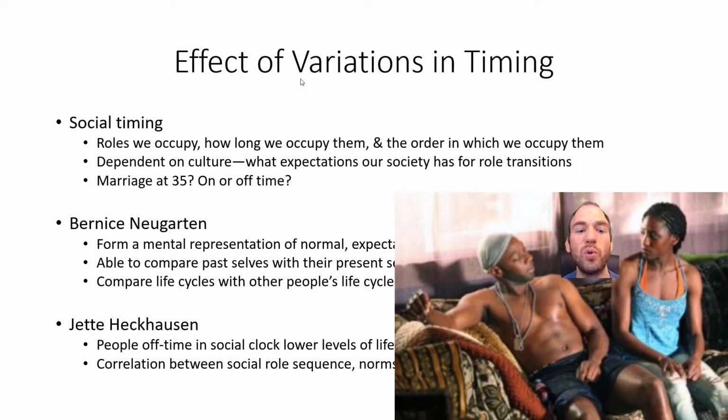And then we have two theories here of variations in timing and social role transitions. With the first, Bernice, this is almost like a cognitive argument: as individuals age, you have a better understanding of who you are, and you're able to form abstract representations of things and compare your present self to your past self and your future goals, which a 5-year-old can't do, for example. But with that mental representation ability come expectations of where you should be in life, and therefore you can compare yourself to others.